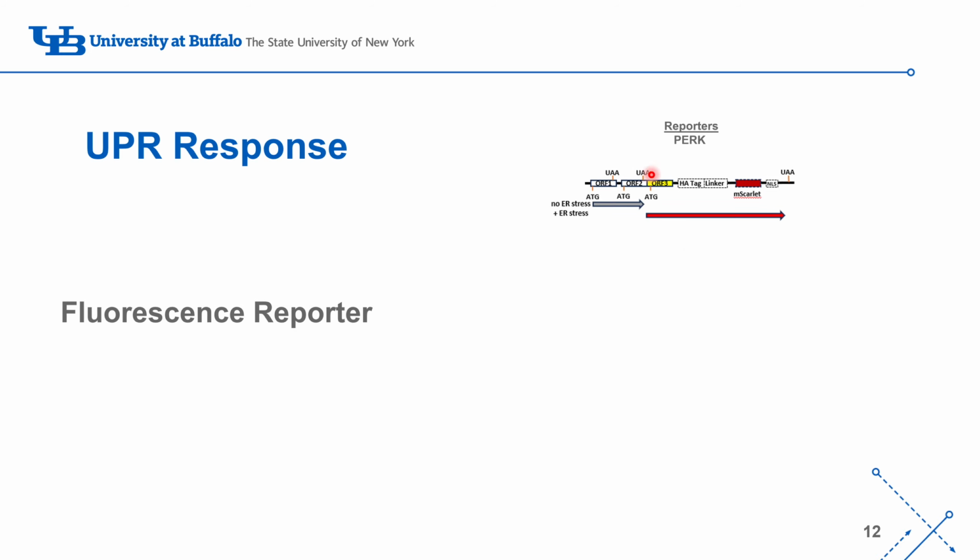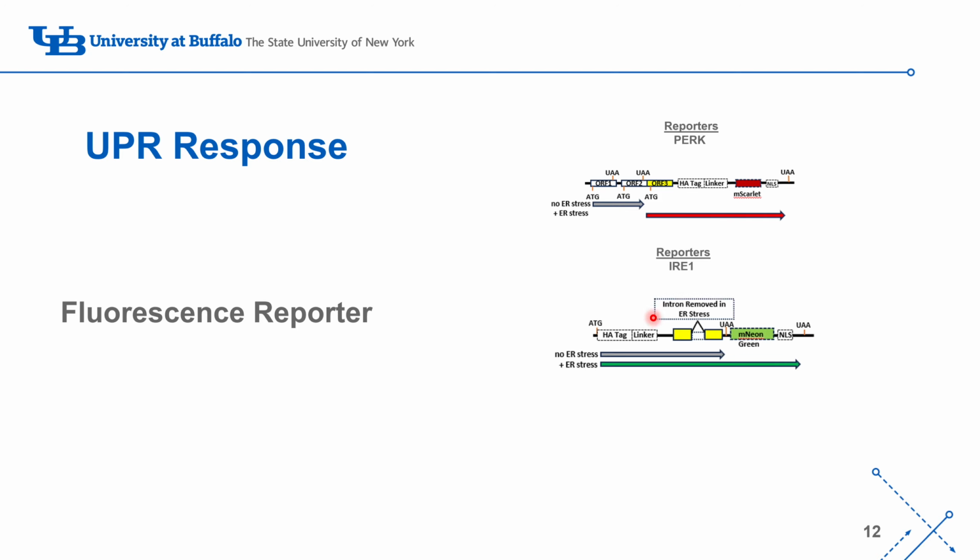So these are the two reporters. These are the PERK reporter. How it works is that when there is no ER stress, the ORF1 and ORF2 region will be translated, and this ORF3 region will not be translated. However, whenever there is an ER stress, the ORF3 region will be translated because of the epigenetic changes because of the ER stress. So whenever this ORF3 region is translated, we are able to see this red signal because of the mScarlet.